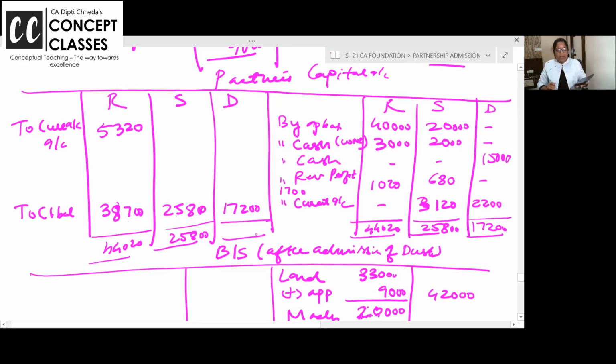17,200. Actually, D's capital was 15,000. But according to the PSR, we wanted 17,200. So from the current account, you get it. Sometimes, dear students, they tell you to adjust it in cash. Okay, R takes home 5320 in cash as extra capital. S and D get it in cash. If they do the adjustment in cash, prepare a small beautiful cash account.